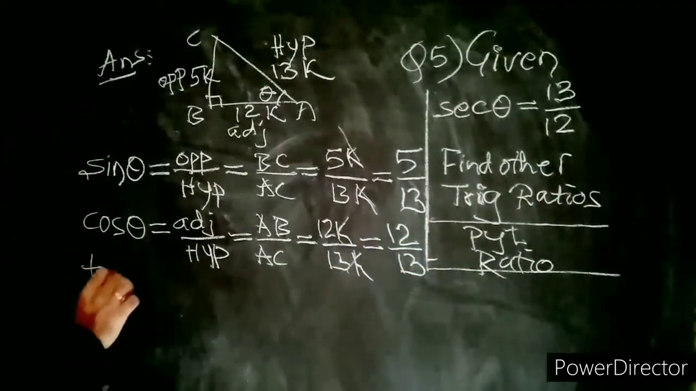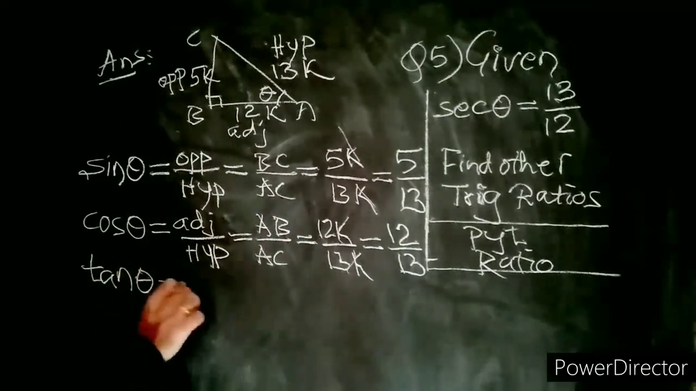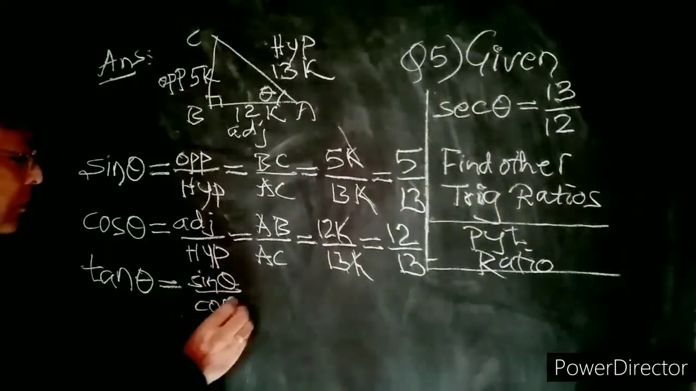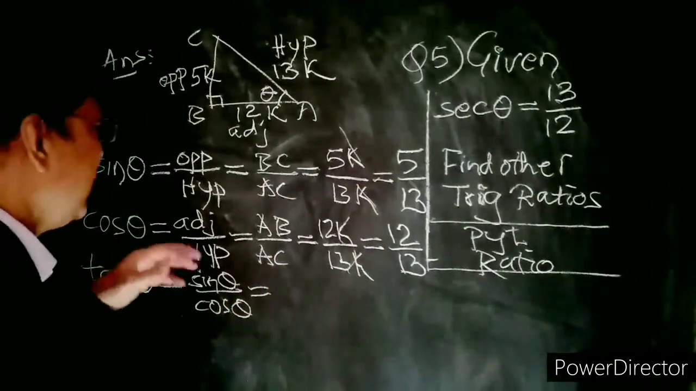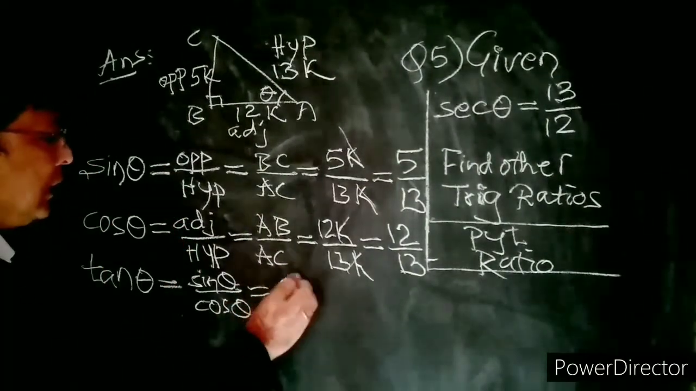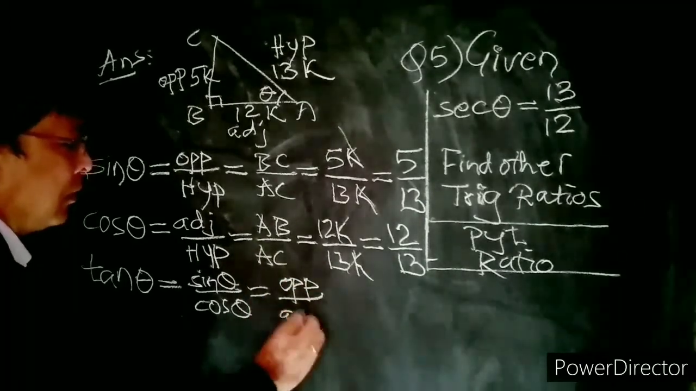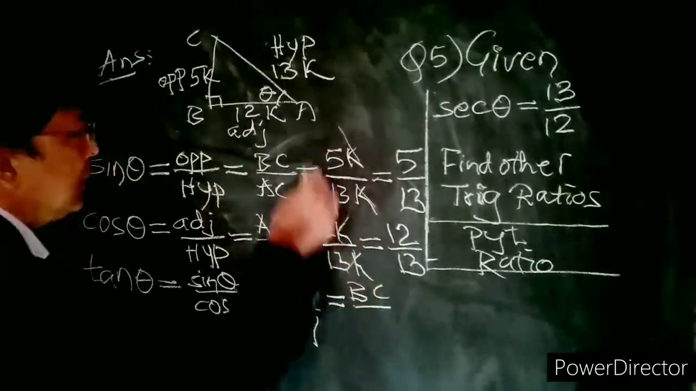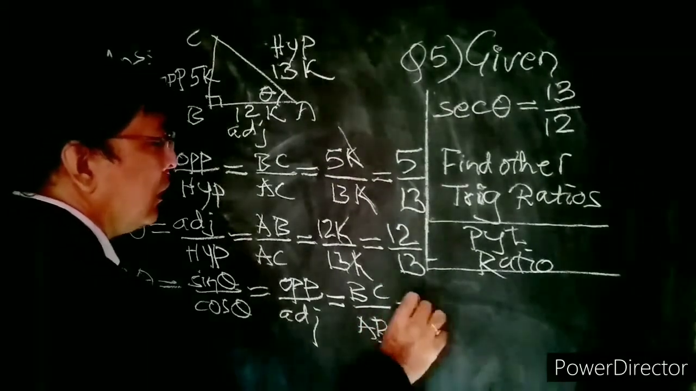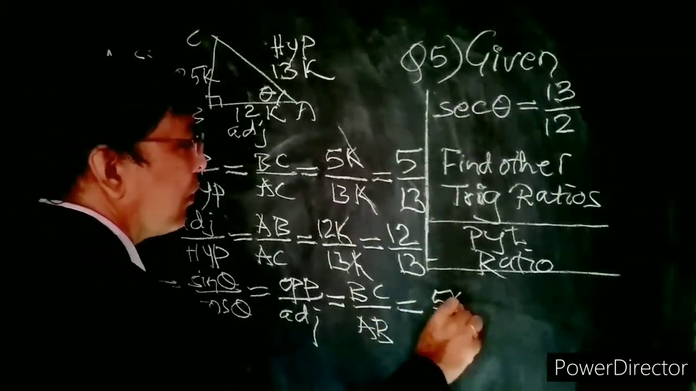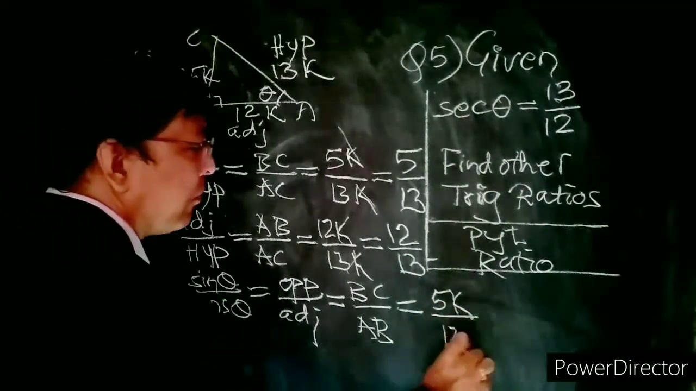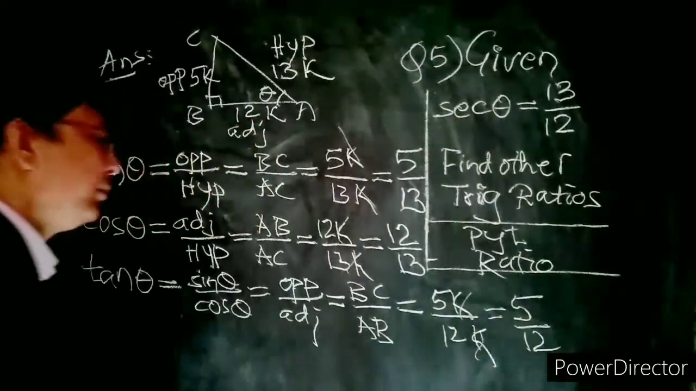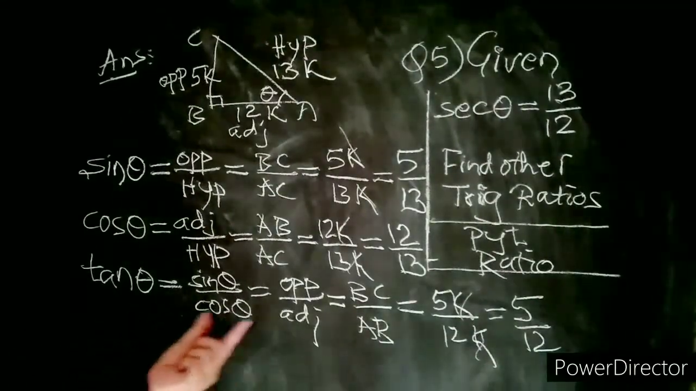Now let us find next trigonometric ratio, tan theta. Tan theta is nothing but sin theta divided by cos theta. In other words, we can say that opposite side upon adjacent side. We know that opposite side is BC, adjacent side is AB, BC is 5K, AB is 12K, K get cancelled, 5 upon 12. This is the value for tan theta.